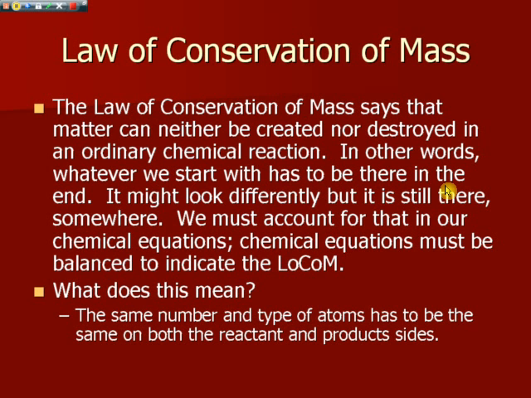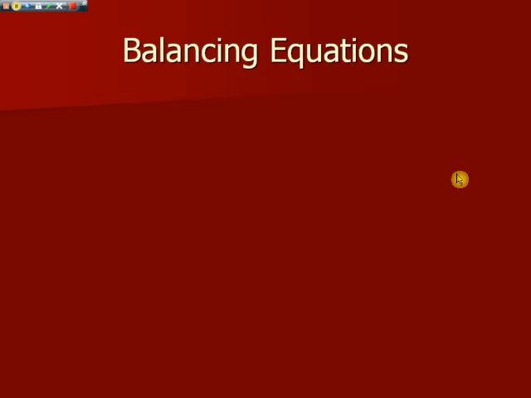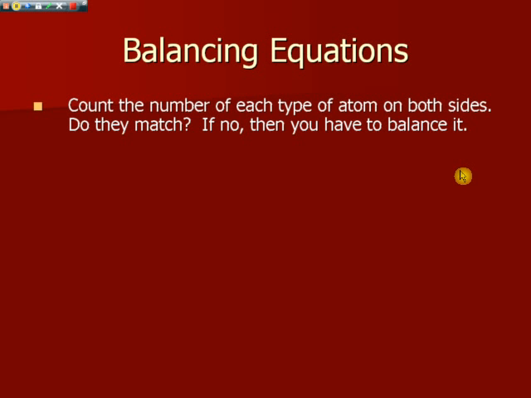Now, what does this mean? This means that the same number and types of atoms have to be on both the reactant and product side. So let's take a look at balancing equations. What are the tricks? How do we do it? We're going to first count the number of each type of atom on both sides. If they match, then our equation is already balanced. And if they don't match, then we have to balance it.